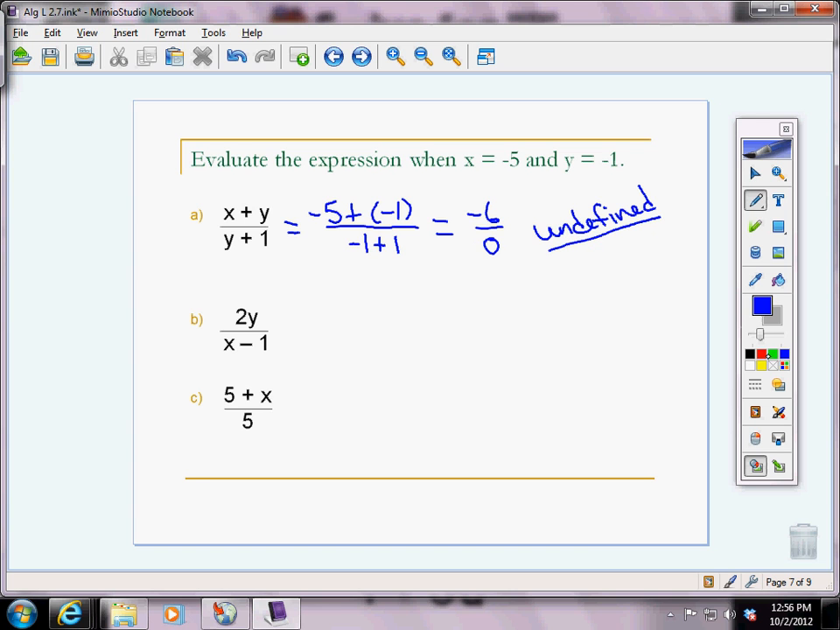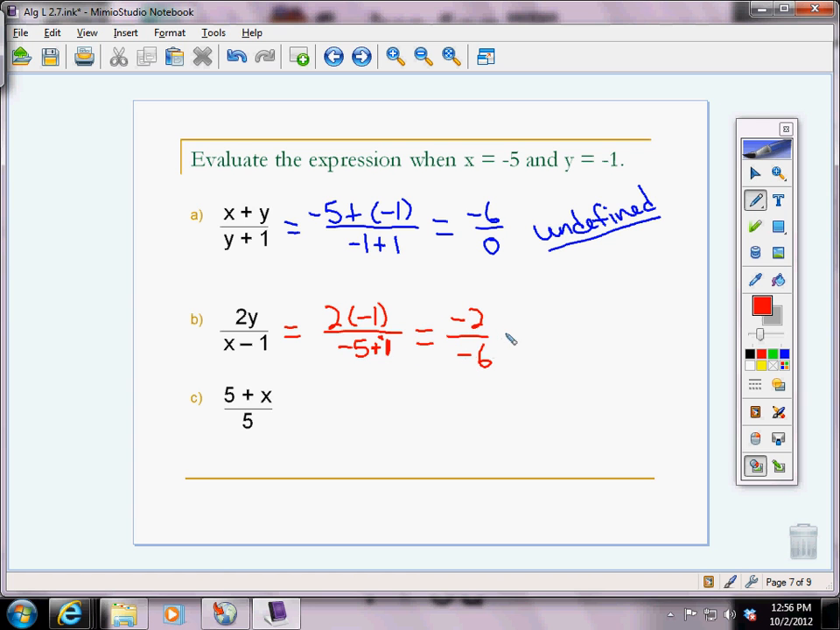Okay? Let's look at our next example. We have 2 times y, so we're going to rewrite it as 2 times the negative 1. And we have x minus 1 on the bottom. X is a negative 5 minus 1. Again, ladies and gentlemen, be careful when doing these problems. Make sure you simplify the top and the bottom before you try to divide. 2 times negative 1 is, well, negative 2. And if you go keep, change, change, you get negative 5 plus a negative 1, which is negative 6.